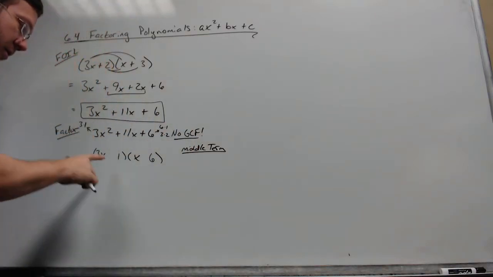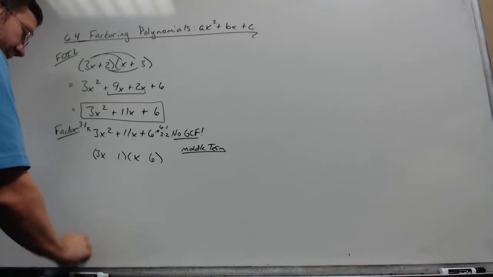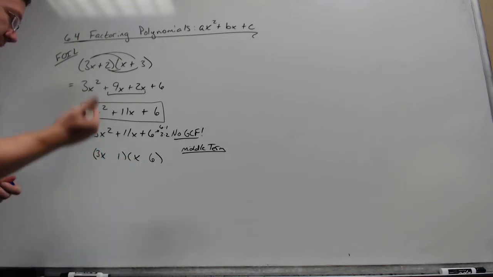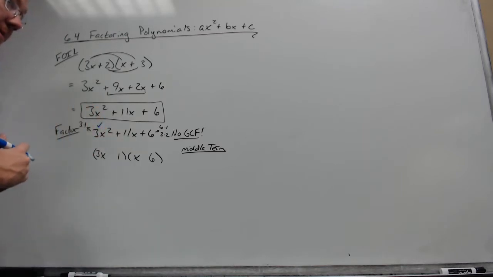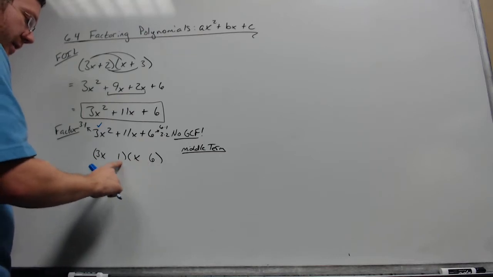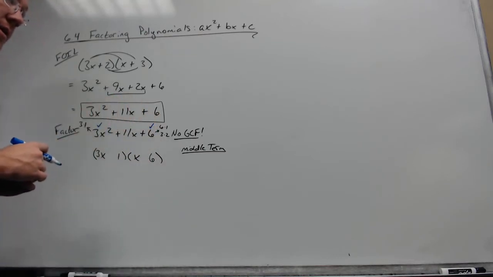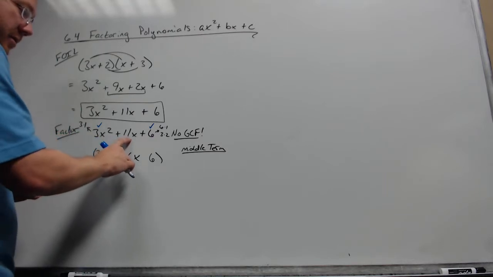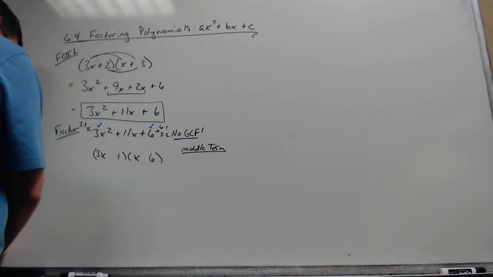Because we know when we put the 3x and the x in here, we've guaranteed ourselves 3x times x is 3x squared. So we know this term is checked off. I don't have to worry about it. And we know when we put the 1 and 6 here, 1 times 6 is 6. We know this term is checked off. I don't have to worry about it. The only term I have to worry about is this middle term. So in my mind, I'm checking middle term success.